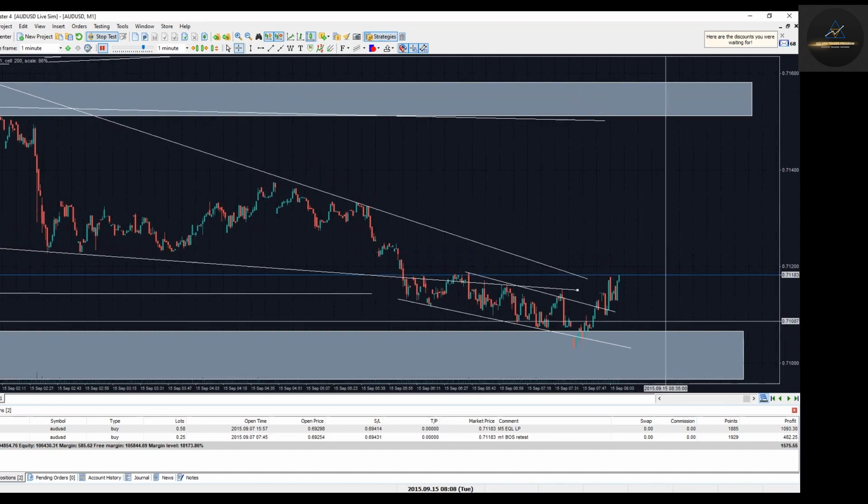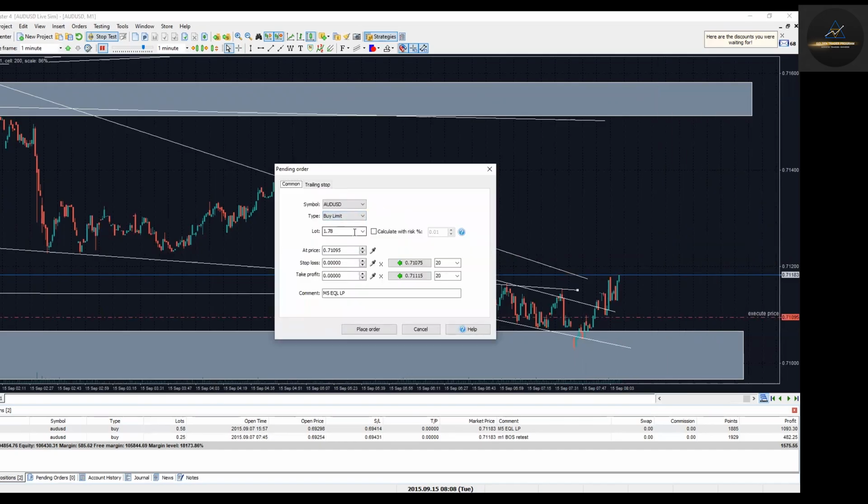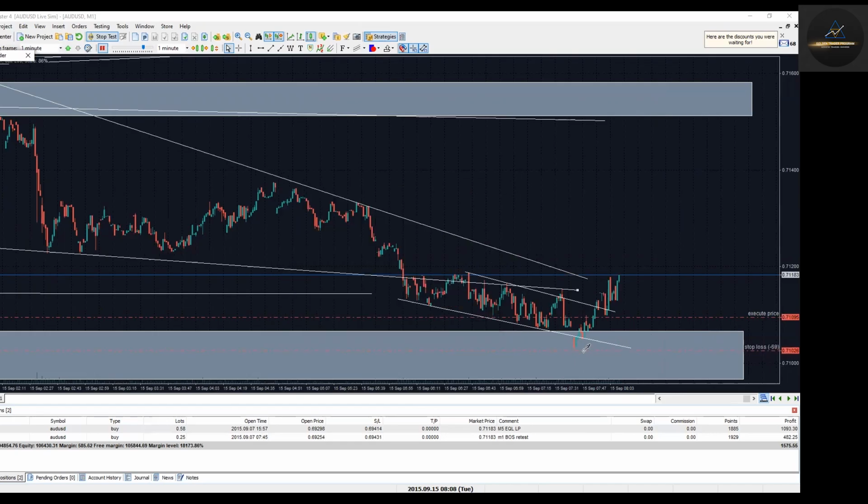Okay, so let's set the order about 1.5 pips above. It's at 71.095, buy limit. Calculate risk. I'm doing 0.5%. 71.95, that's already there. Stop loss about 1.5 pips below. So let's go. It's at 6.8. Let's put it at around 6.8, 8.8. Let's do 2 pips.